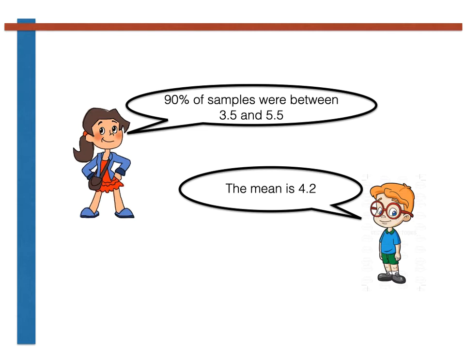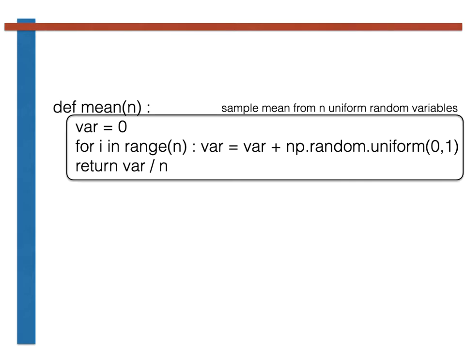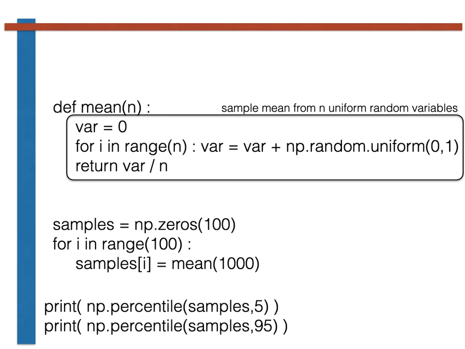In previous weeks, we obtained these confidence limits by resampling. In doing so, we wrote a function to generate a sample mean from n random variables like the one shown here. This function was then called multiple times by using commands like the one shown here. The confidence limits were then calculated by taking suitable percentiles from the distribution of values contained in the NumPy array called samples.